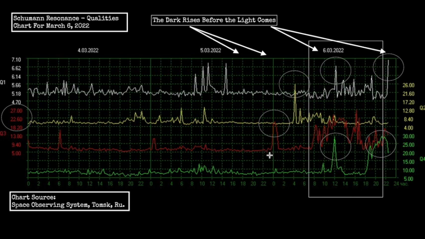So basically what you see here is the red goes up to 27 and the yellow goes up to 26. These are strong spikes, relatively speaking, in the qualities for red and yellow. And you see how they spike before the wave. The red, which in my view is the denser environment, spikes first. Why?